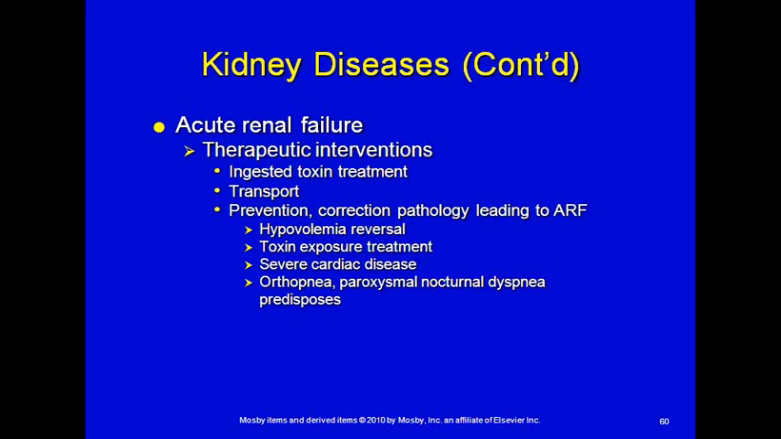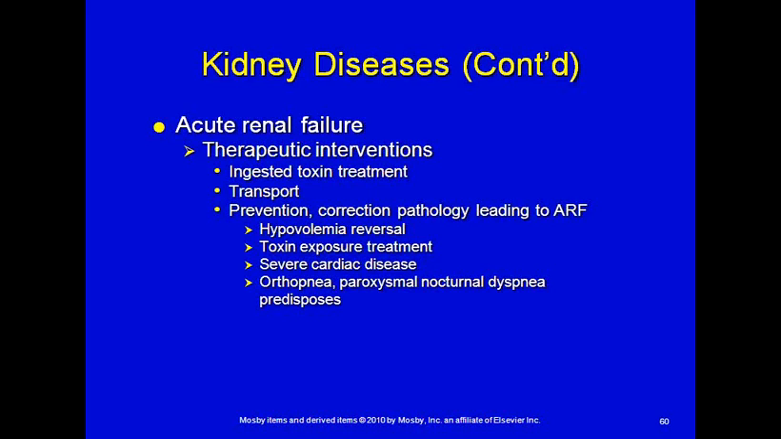Prevention is going to go a long way in correcting the pathology leading to acute renal failure. So if the patient has hypovolemia, make sure that we restore their blood pressure to an adequate MAP that would perfuse the vital organs. Treat any toxic exposure to reverse the effects of the toxin. Severe cardiac disease will lead to stress on the renal system and could lead to renal failure.